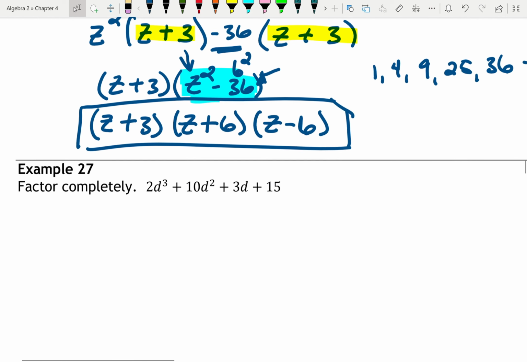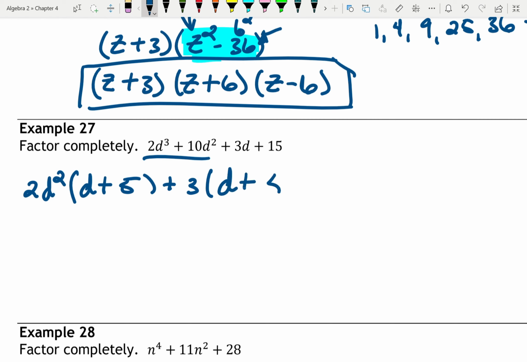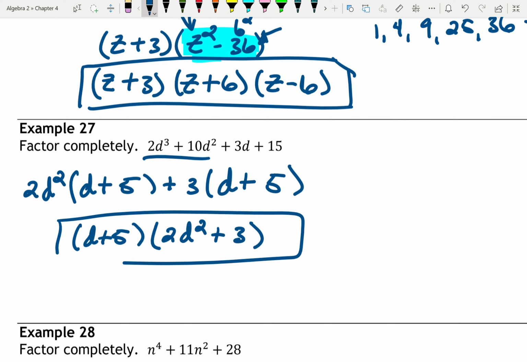We're supposed to factor completely. The first binomial, I could pull out a 2d squared, and I'd be left with d plus 5. The second one, I could pull out a 3, and I'd be left with d plus 5 again. They both have a d plus 5, so I pull that out front, and then left over is 2d squared plus 3. And that is going to be my answer.